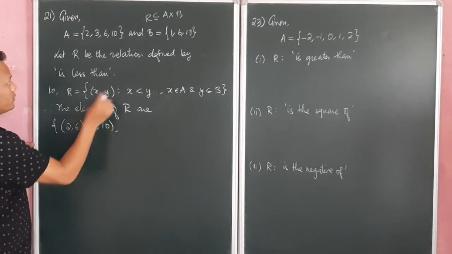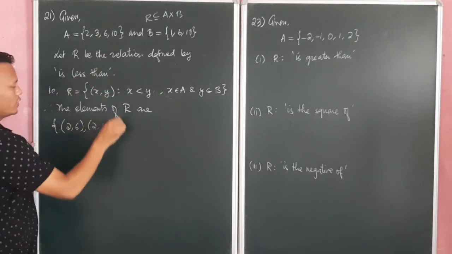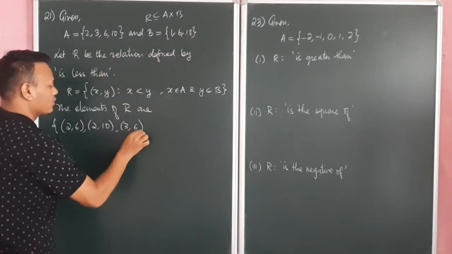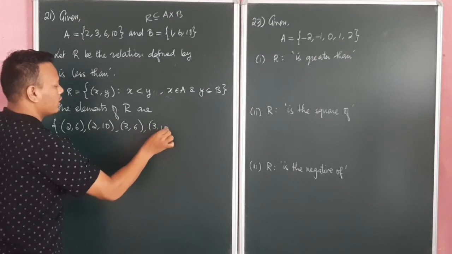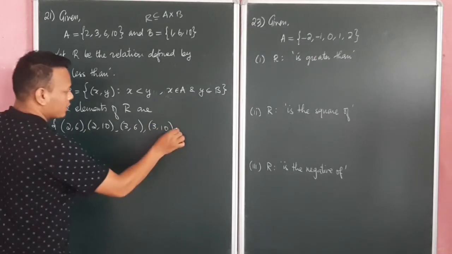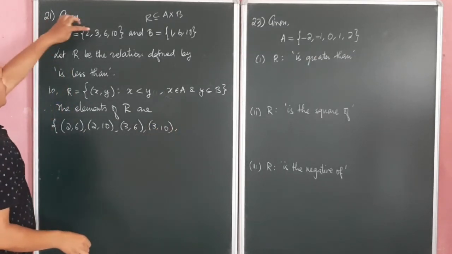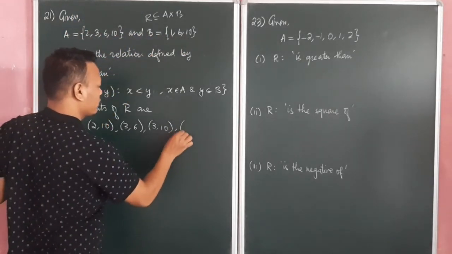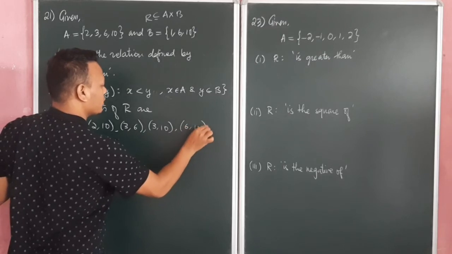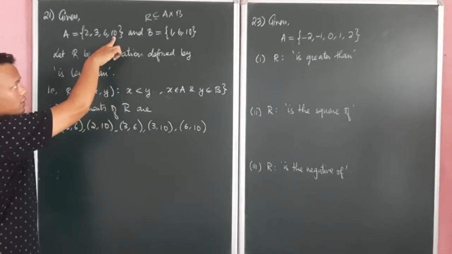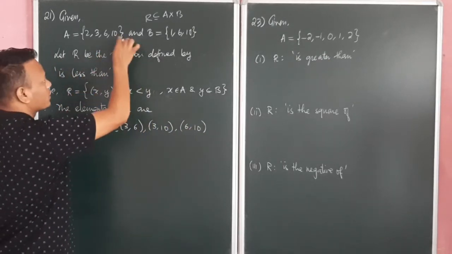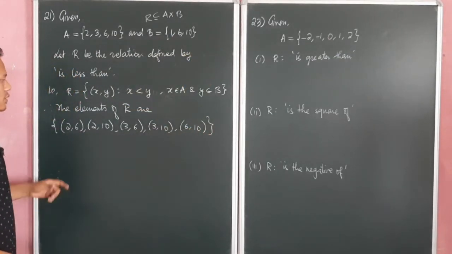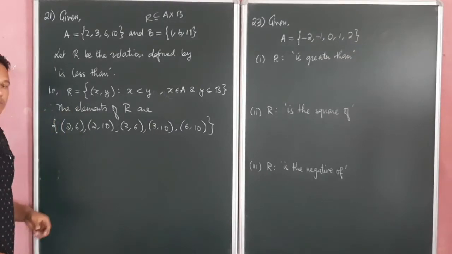Okay, now let me choose the other number from A, that is 3. So the numbers greater than 3 are 6 and 10. So again 3, 6 and 3, 10 will come here. Okay, next one is 6. The number greater than 6 here is only 10, isn't it? So only 6, 10 will come here. So if I choose 10 here, then we don't have any number greater than 10 in B. So that's why only these many elements will be in this relation.